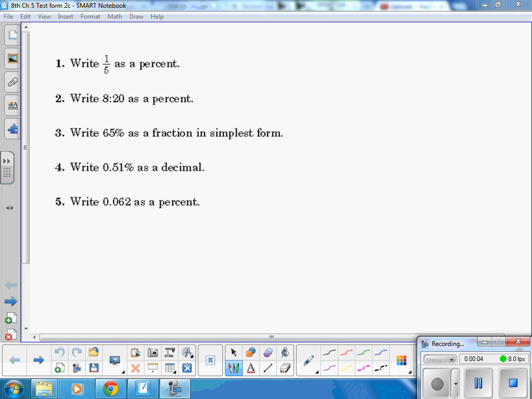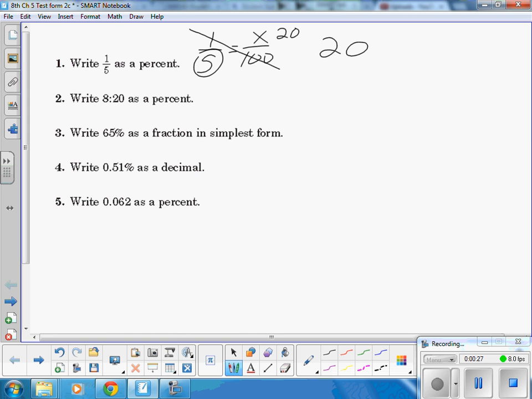Okay, number 1, 1/5 as a percent. To change a fraction to a percent, you could either divide using your calculator, or you could go 1/5 is equal to what out of 100? Solve using proportion. 1 times 100 and divide by 5. You get 20, which is 20%.